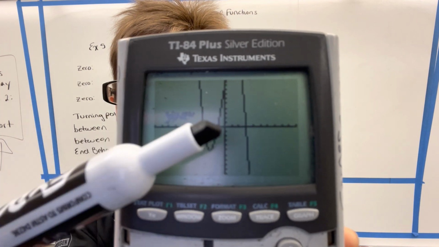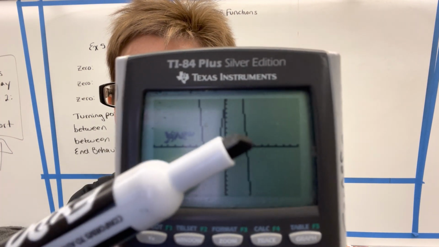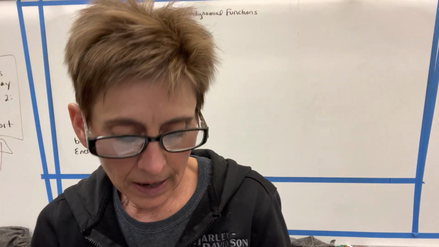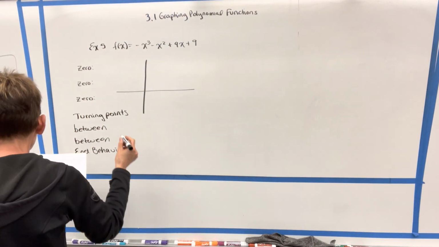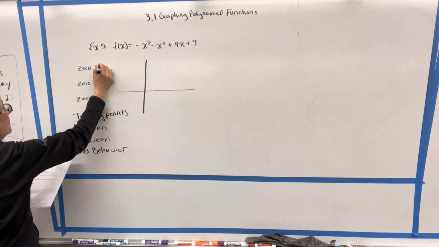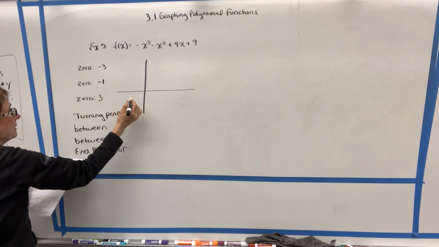Notice that this graph crosses the x-axis in 3 spots, here, here, and here. I can see on my graph that those points are -3, -1, and +3.